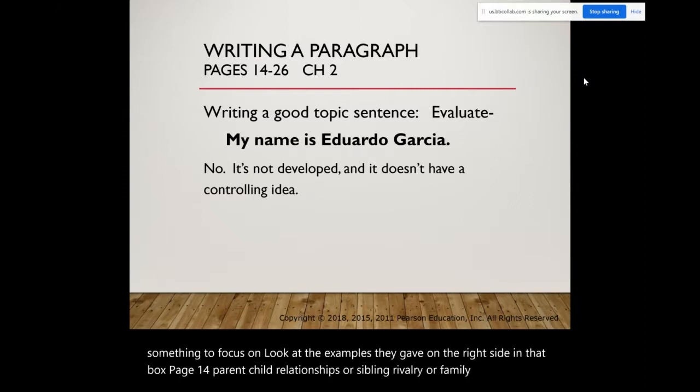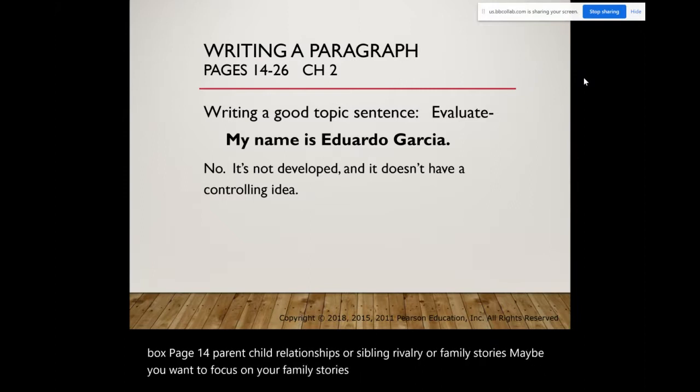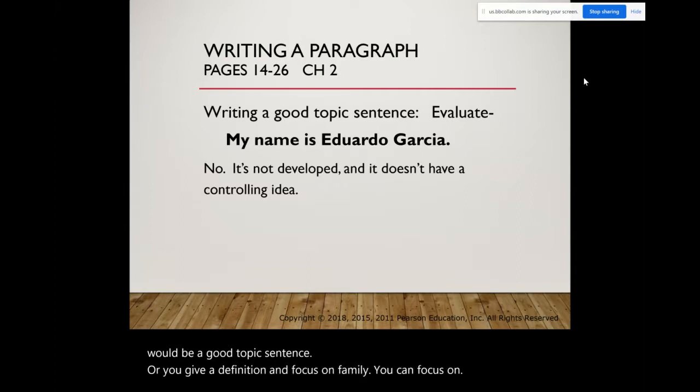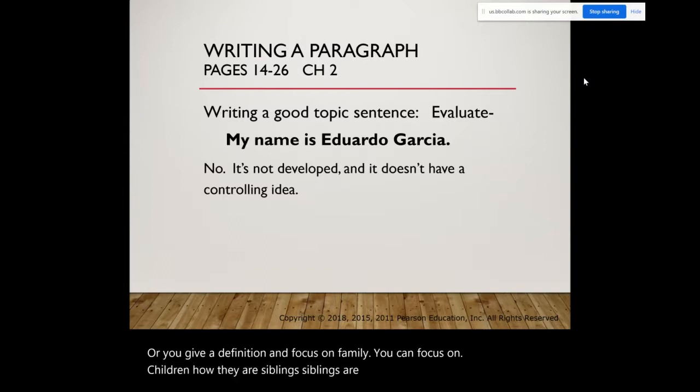Maybe you want to focus on your family stories. I have, you know, my family has bonded together through two major events in our lives. That would be a good topic sentence. Or you give a definition and focus on family. You can focus on children, how they are siblings. Siblings are like brothers and sisters. Rivalries, how they fight, you know. So we're focusing on something.